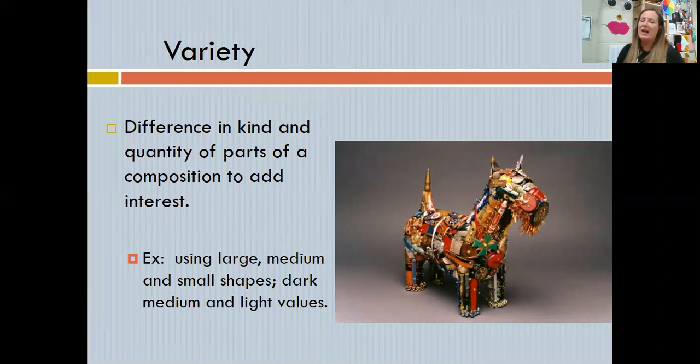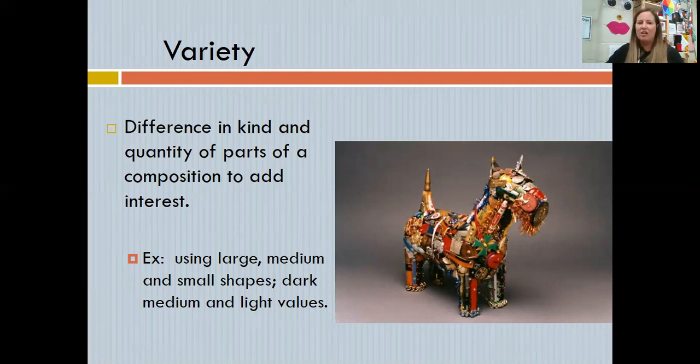But along with variety, I also want to incorporate harmony. So even though they have a ton of different shapes in this sculpture, we do have repeating colors. If we look at the red shapes that are all different, we see red repeated throughout, and that's also going to help harmonize the sculpture.